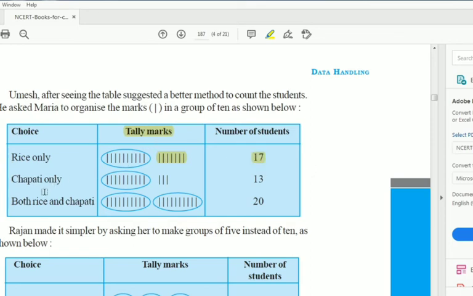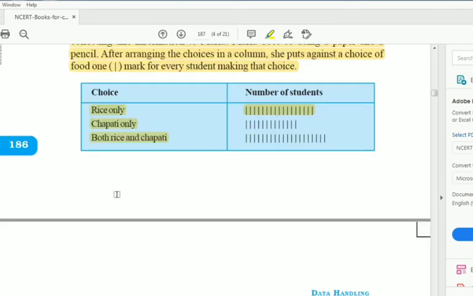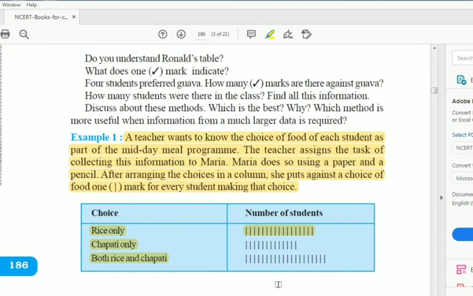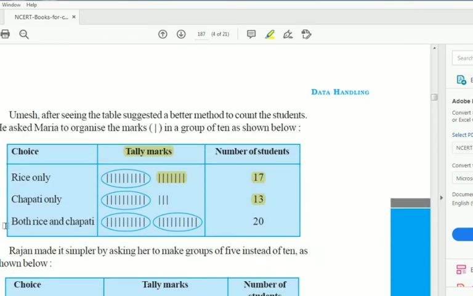How many students take chapati only? This 10 and this 3, 13. So it becomes very easy to count. Then her collected information. You can see how many students want both rice and chapati. Easily we can see this is one circle, that means these are 10 students, and this is the second circle, these are 10 students. So 10 and 10, 20.